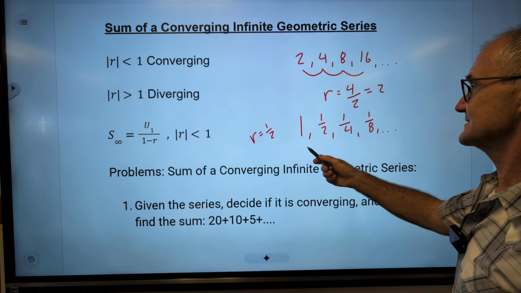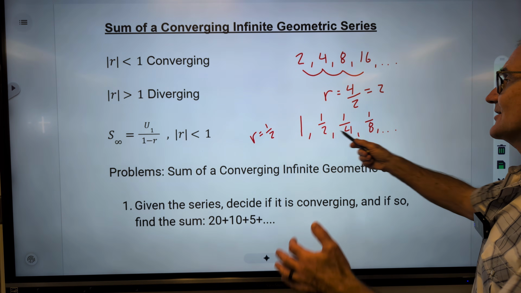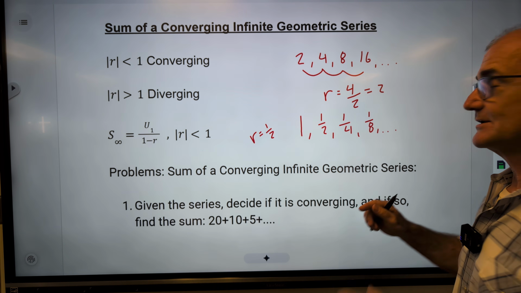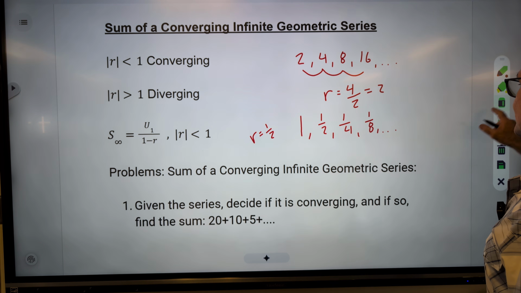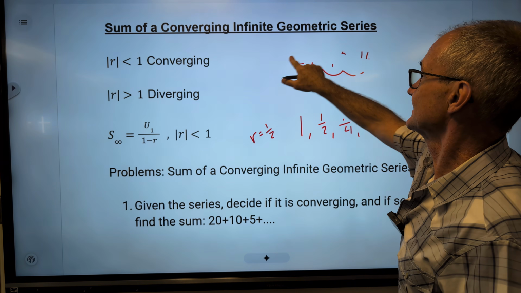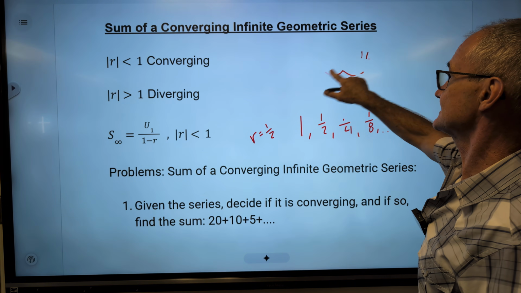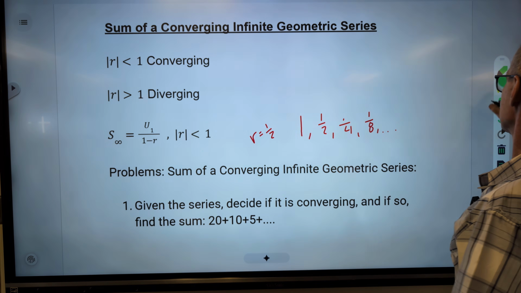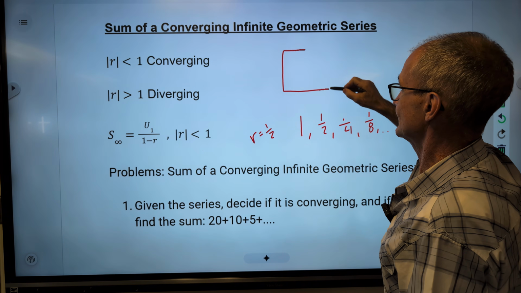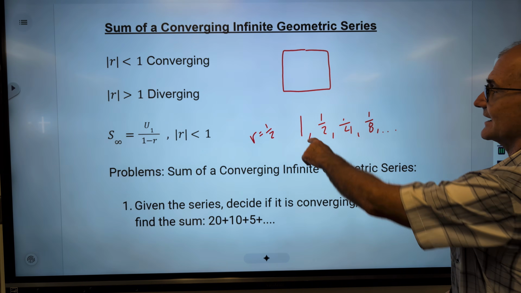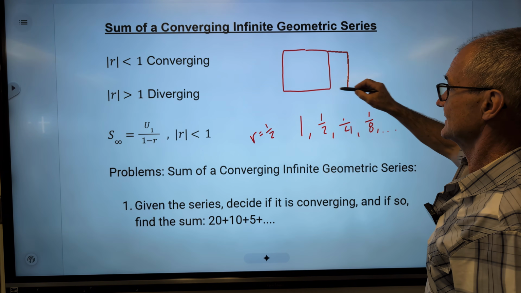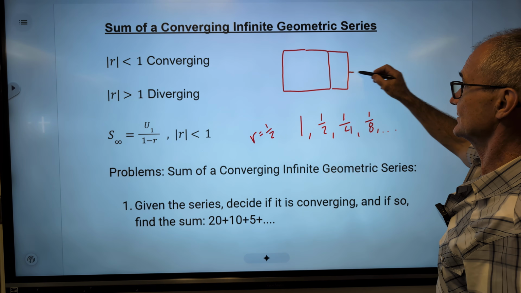It doesn't really make sense if you think about it to add all these numbers up and have it come up to a finite number. But if you look at it graphically, let me see if I could draw a picture here. You'll see it'll kind of make sense. So let's say I have a box that is 1 by 1. And then after I have that box, I'm going to draw a half. And then I'm going to draw a quarter.